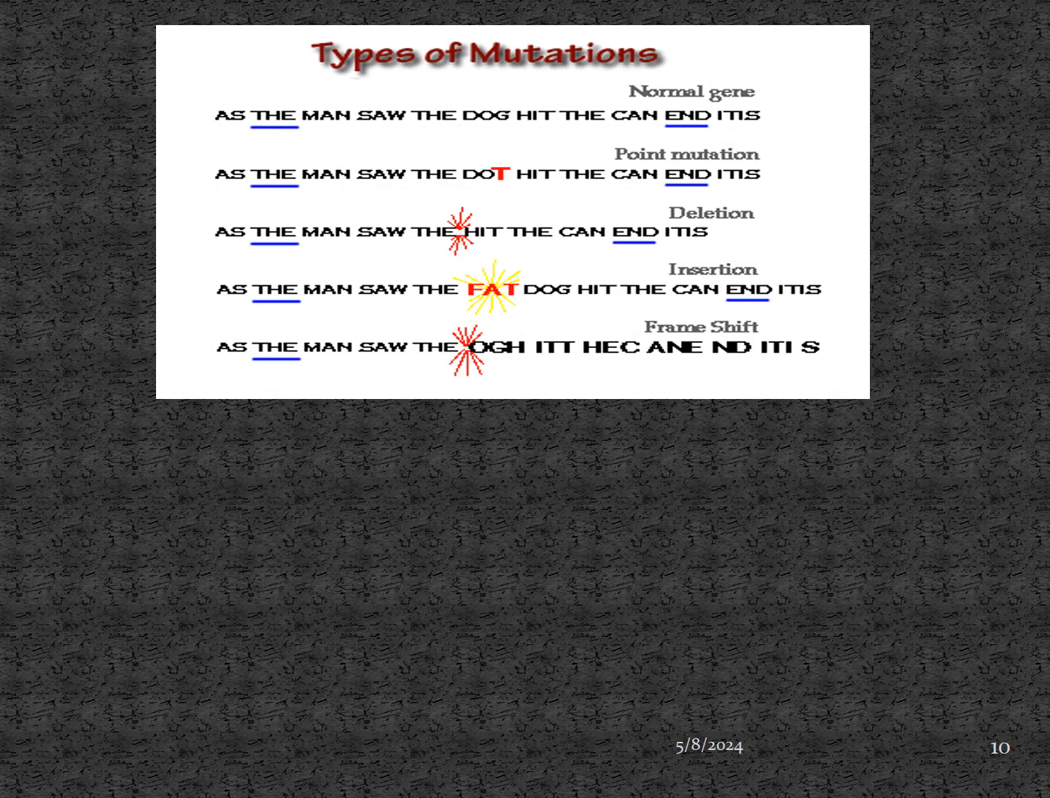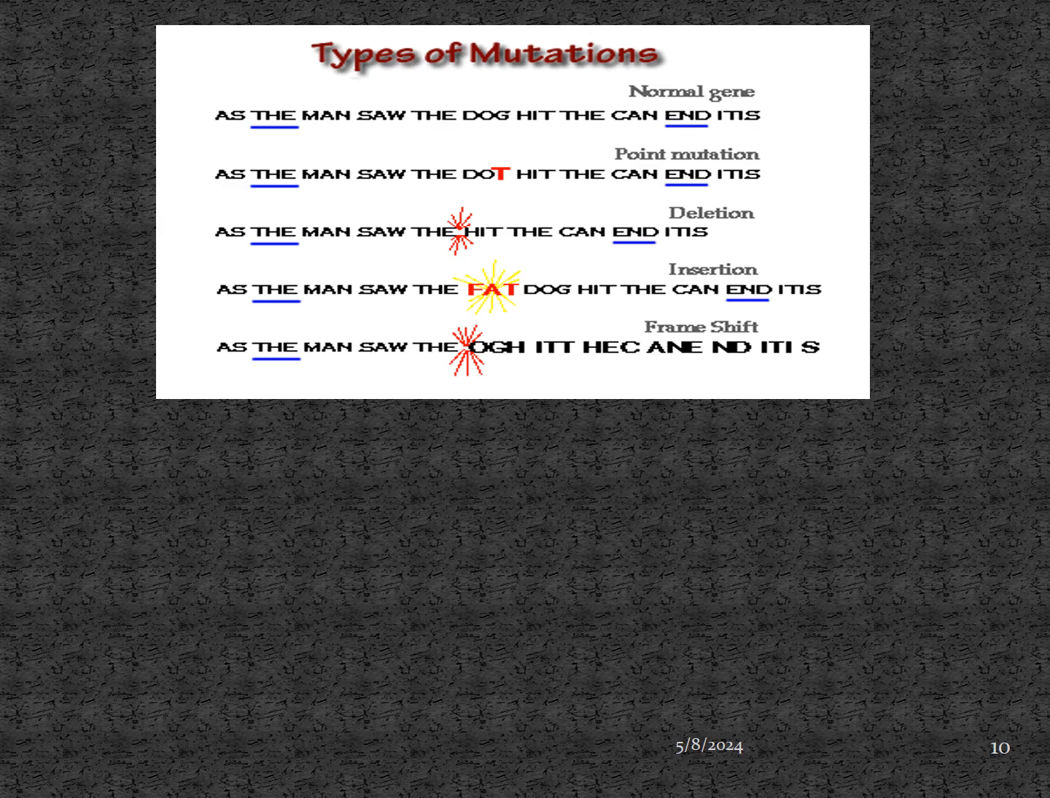So still talking about the types of mutation, this picture is going to help us understand what we mean by point mutation, deletion, insertion, frameshift. These are types of the mutation. This is a normal gene. For the point mutation, the G here is being removed and another letter is introduced, thereby changing the word dog to dot. It's a single point mutation.